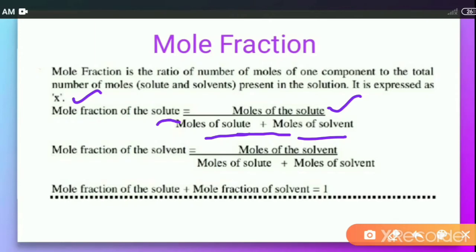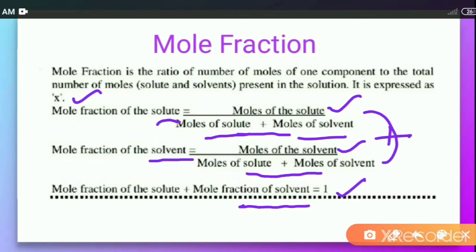But when we want to find out the mole fraction of solvent, at the time the moles of solvent divided by total moles present in the solution, that is moles of solute plus moles of solvent. And it is observed that mole fraction of solute plus mole fraction of solvent is equal to 1. When you make the sum of mole fraction of solute and mole fraction of solvent, you will be getting 1. You can check this one. When you make the sum of these two, you will be getting 1.